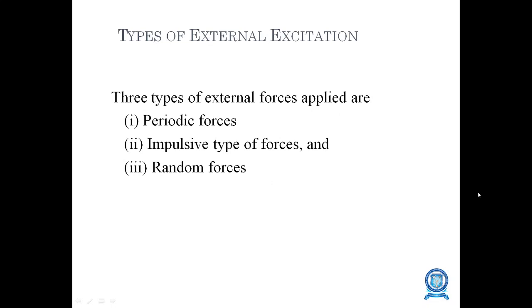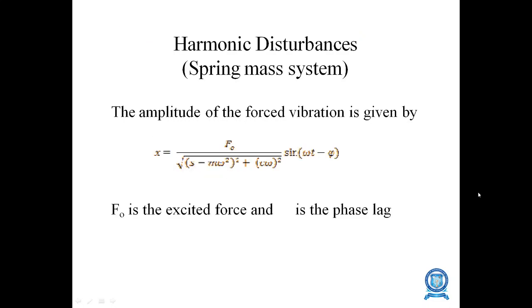Next, we should know about the types of external excitations. There are three types of external forces applied. The first one is periodic forces, the second one is impulsive forces, and the third type is random forces. Next, we are going to see about the harmonic disturbances in a spring mass system.